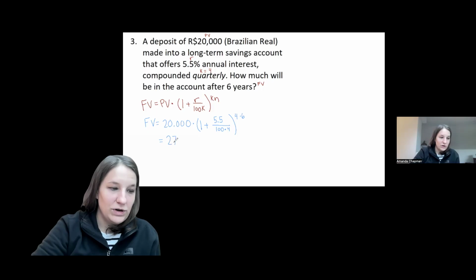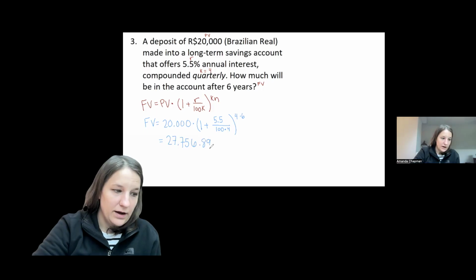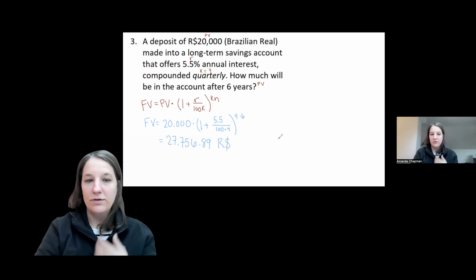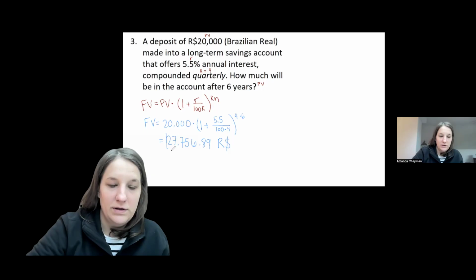So you should get 20,756.89 Brazilian real, which looks like it's R and then the dollar sign with 1 line through it for our symbol. All right, so that was your second example.